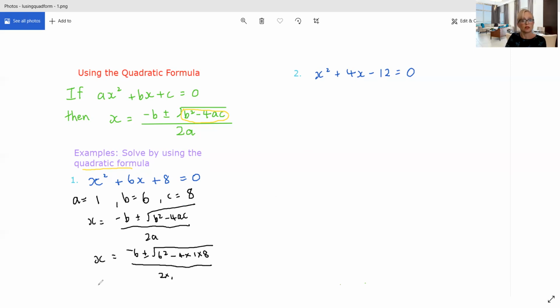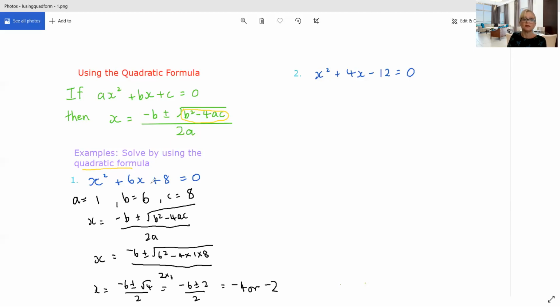Okay, so we're going to get negative 6 plus or minus, that's 36 minus 32, which is 4, all over 2, which is negative 6 plus or minus 2 all over 2. Now, negative 6 plus 2 is negative 4, divided by 2. So you get negative 2. The other answer would be negative 6 minus 2, which is negative 8, divided by 2 is negative 4.